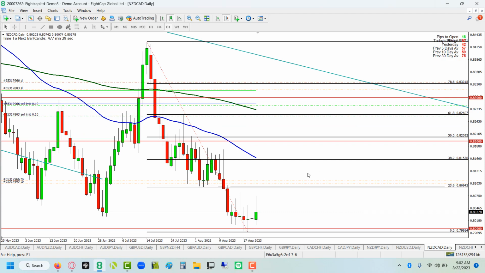Last on the list is a split on the New Zealand CAD. So this is entry 1 and stop loss 1, and then entry 2 and stop loss 2 up here. So from entry 1 to stop loss 2, we have the 61.8 fib, daily 200, weekly 55, 0.83 psych level, and we also have the monthly 200 and the 78.6 fib. Now, in between the first entry, we don't have the 78.6 fib, and with the second entry, we're thinking price could push through the 61.8 fib and the daily 200.